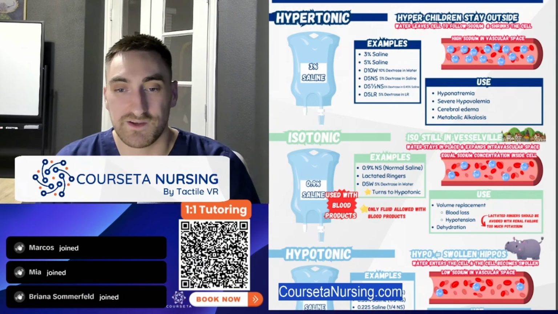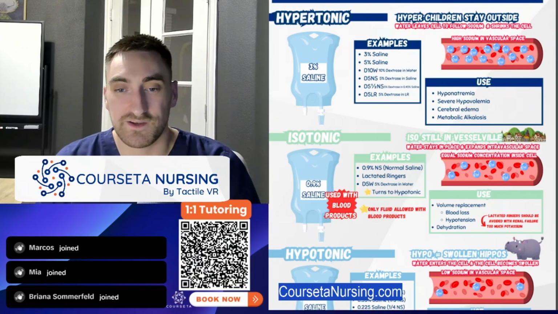All right, other little side notes: 0.9% saline is the only IV fluid that can be used with blood products. That's a commonly questioned thing on the NCLEX especially. And lactated Ringer's should typically be avoided with renal failure patients. Why? Because it has a higher amount of potassium, not an absurd amount, but higher than other options of IV fluids. So there's that too.